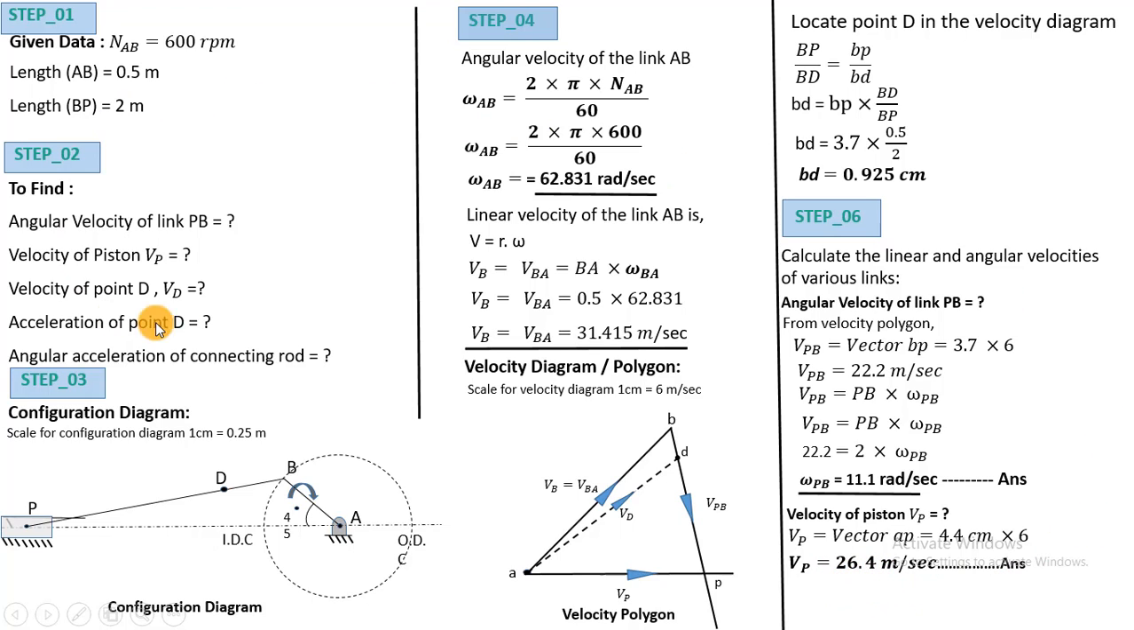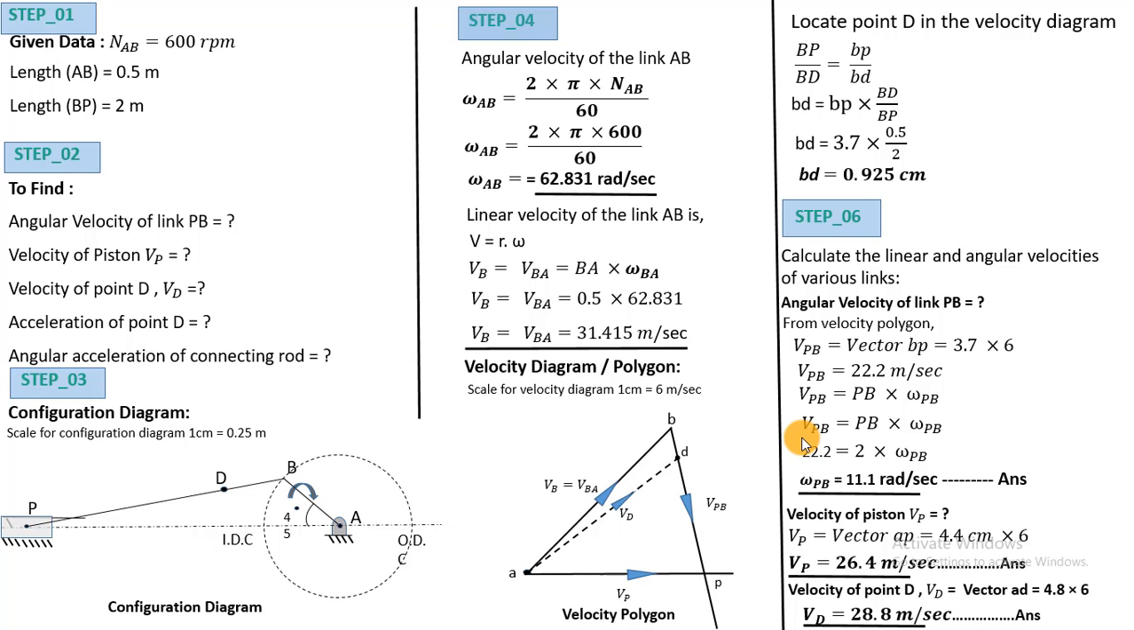What we are left with now in terms of velocity is the velocity of point D. To get the velocity of point D with respect to point A, measure this length AD and multiply by the scale. So VD is equal to vector AD, so 4.8 into 6. 4.8 is the length of AD. So here is the velocity of the point D, which is 28.8 meter per second. So these are the final answers for the velocities.